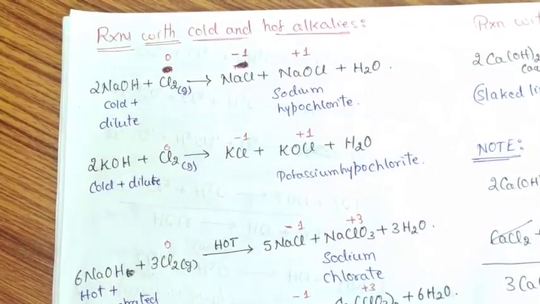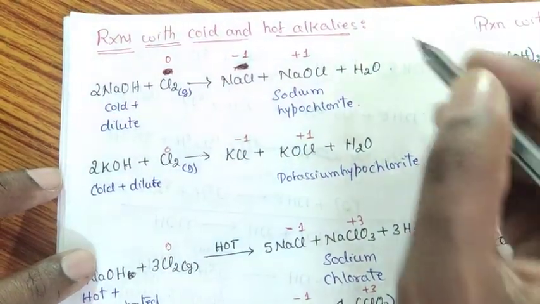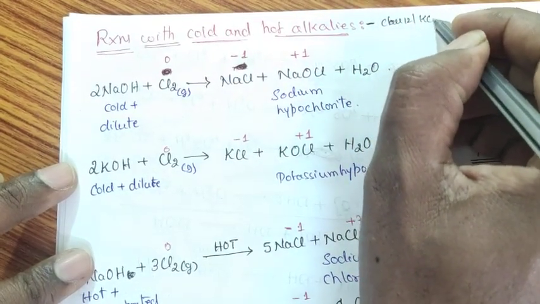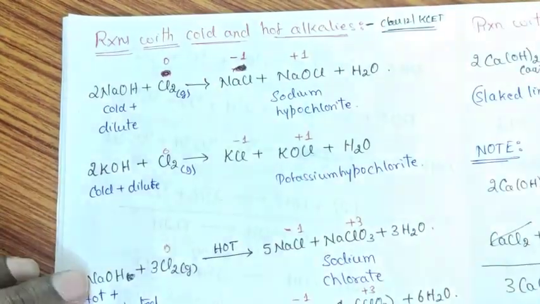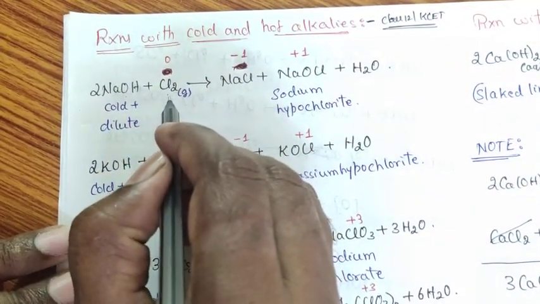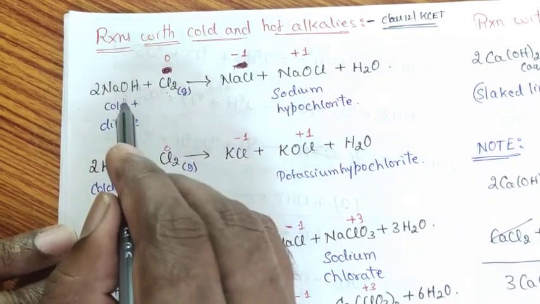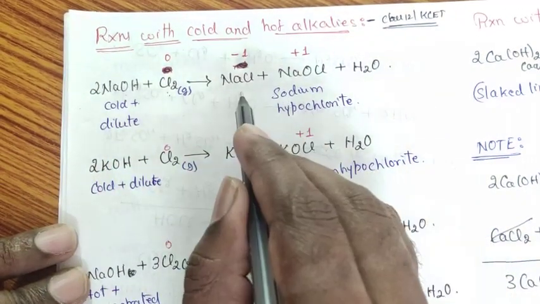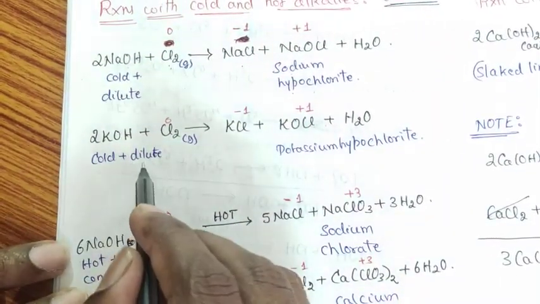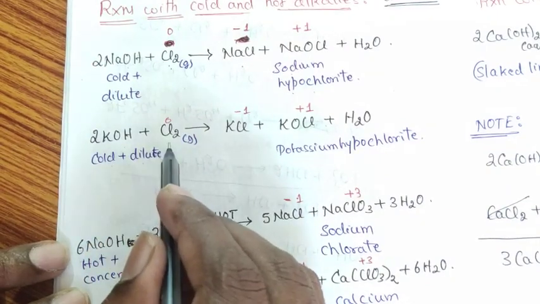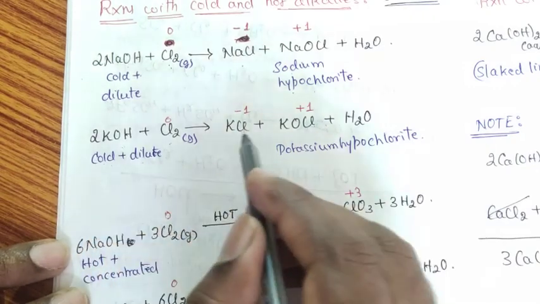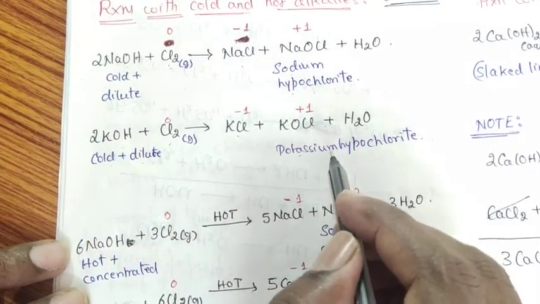Then, major reactions with cold and hot alkalis. Very important for your class 12 as well as KSET. When chlorine gas is allowed to pass over cold and dilute sodium hydroxide solution, it forms sodium chloride as well as sodium hypochlorite. In the second case, when chlorine gas is allowed to pass over cold and dilute potassium hydroxide solution, we get potassium chloride along with potassium hypochlorite.